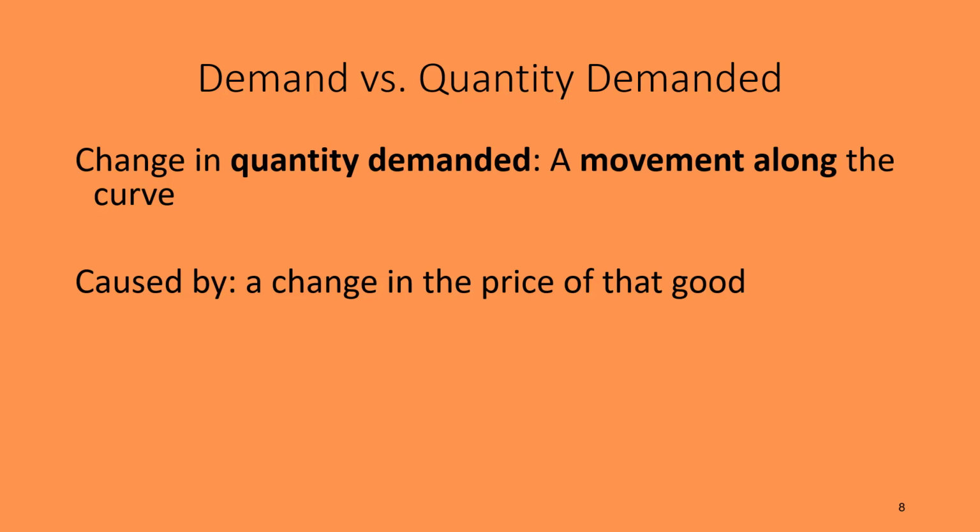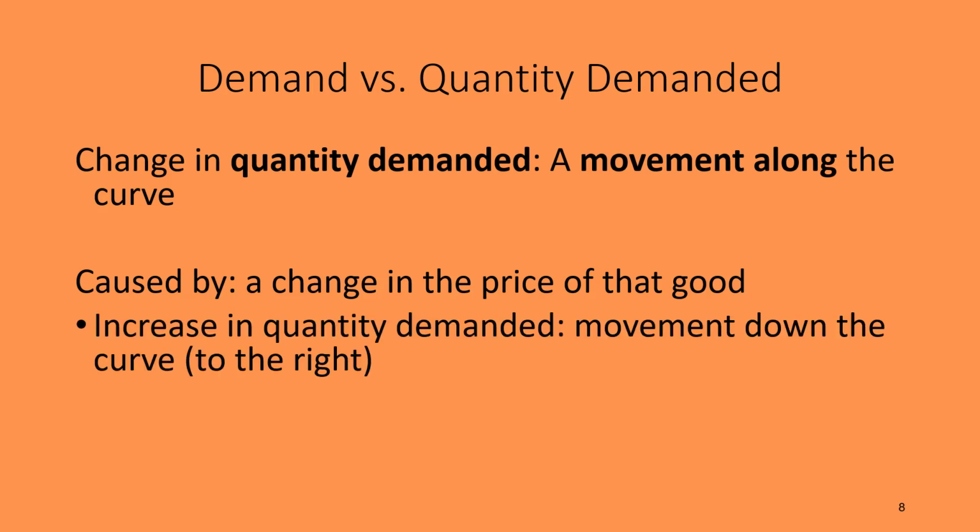And that's caused by a change in one thing and one thing only, and that is a change in the current price of that good, right? So if it's the current price of the good that's changing, then we call that a change in quantity demanded. If it's a change in anything else that affects our desire to have it, then we'll call that a change in demand, which is what we'll talk about next.